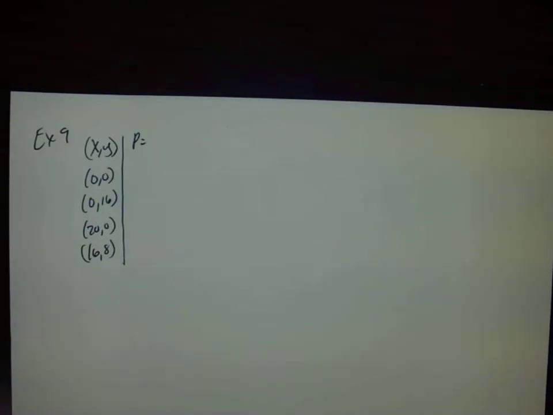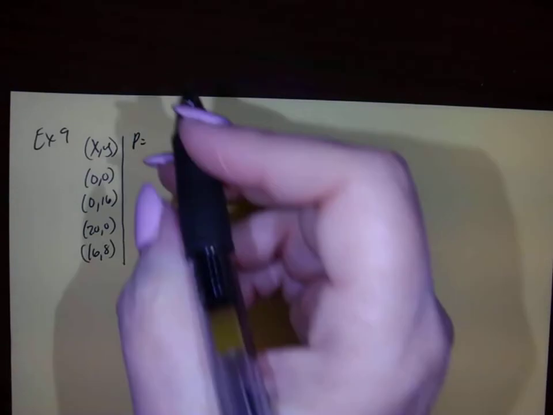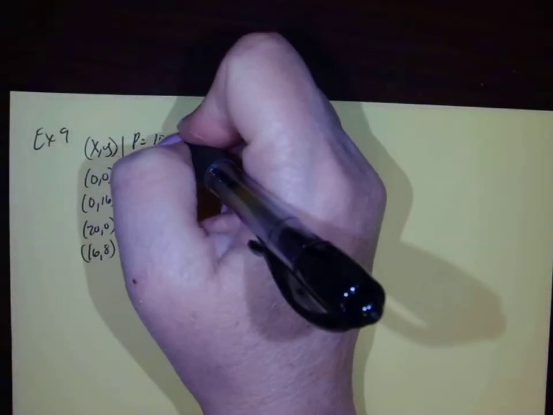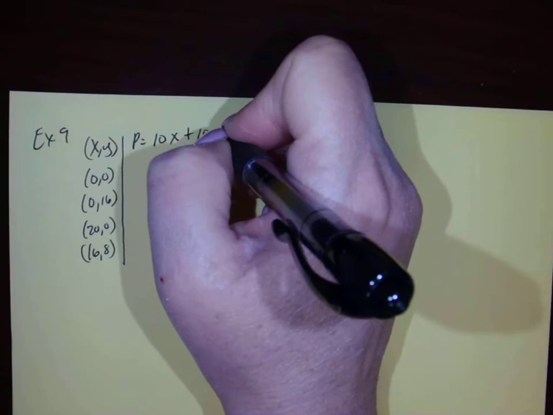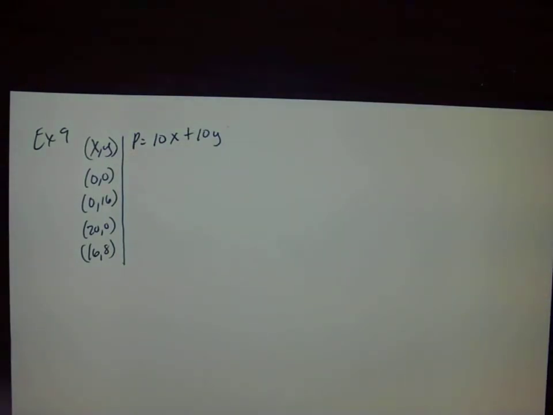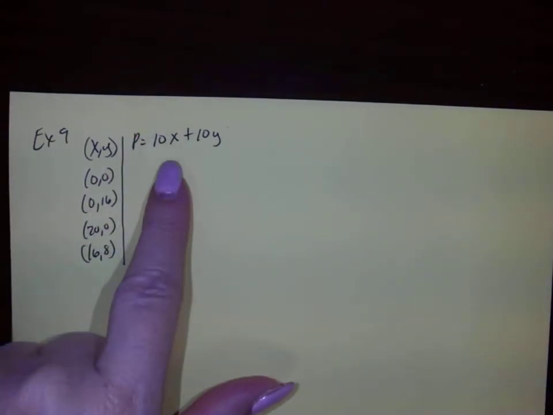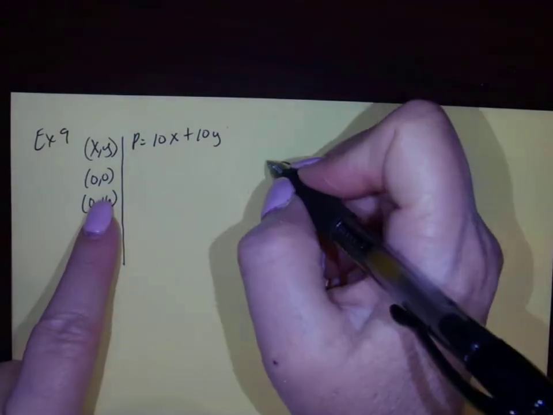Well, the profit of each pie was $10, so the profit on the apple is 10, and apple's going to be our X, and 10 on the peach. That is our profit function. So we've got to find the values here. We've got to plug in each of our points.